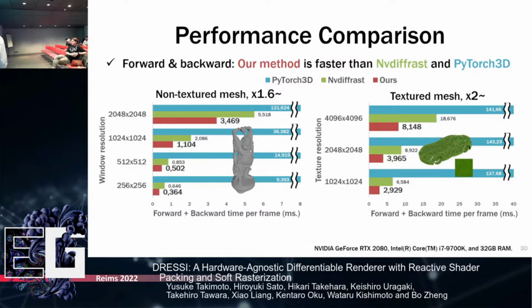The other setting is a textured mesh. In this case, we fixed the window resolution at 2K and increased the texture resolution from 1K to 4K. In the textured mesh setting, our method is at least 2 times faster than these methods. So finally, we confirmed that our method is faster than these methods, with or without textures.